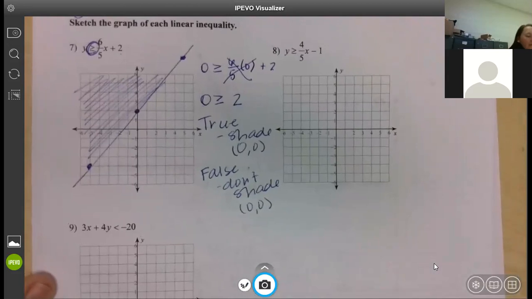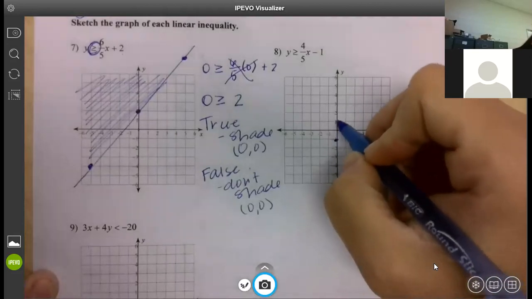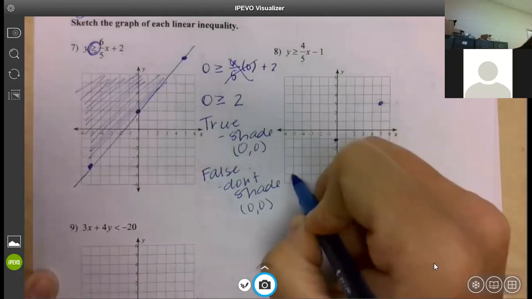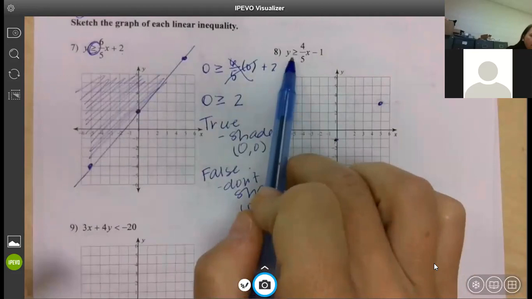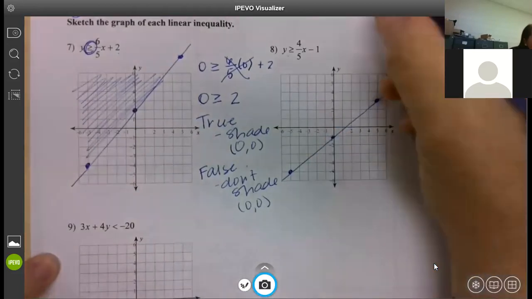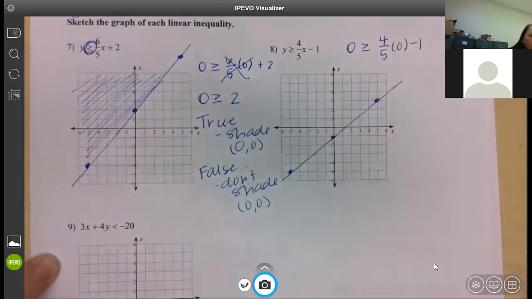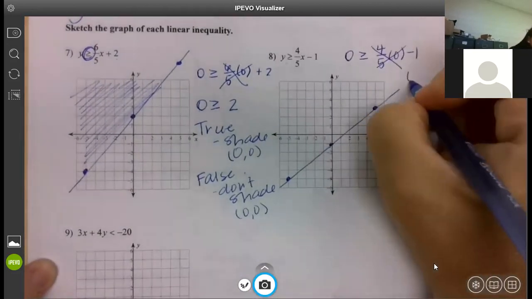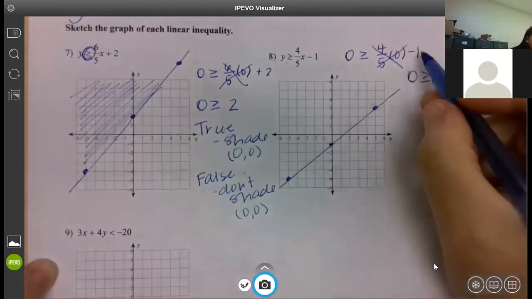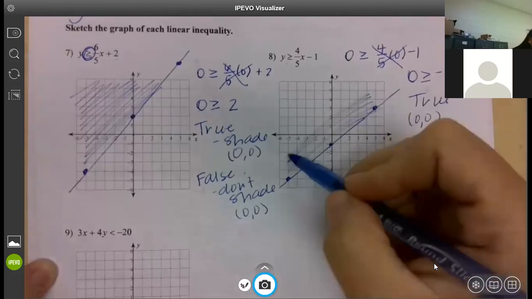Okay. So one more time on the next one, we start at -1. We go up 4 and over 5. 1, 2, 3, 4, and over 5. Or we can go down 4 and over 5. It has a line, so we draw a line. Because we didn't go through 0, 0, we can plug that in. So 0 is greater than or equal to 4/5 times 0 minus 1. The 0 cancels out. Is 0 greater than or equal to -1? It is. So we shade 0, 0, which is this side.